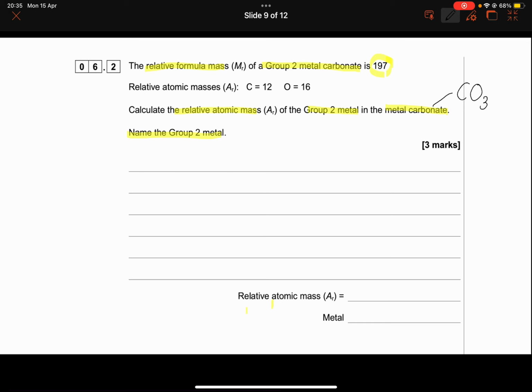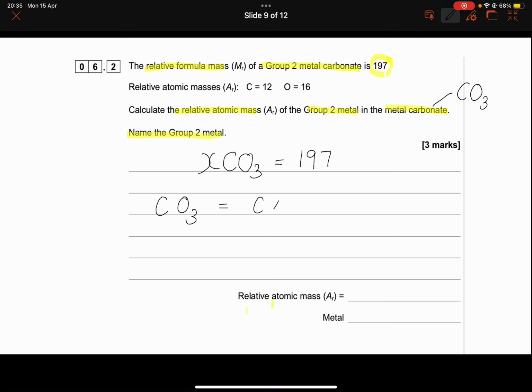So what this question is telling me is that I have got an unknown metal with a CO3, and I'm going to call the unknown metal X. And when I add all of the relative atomic masses together, it will give me a total of 197. So I'm just going to do some process of elimination. If I want to get X by itself, and that's what I need first, I'm going to calculate the relative atomic mass of the CO3.